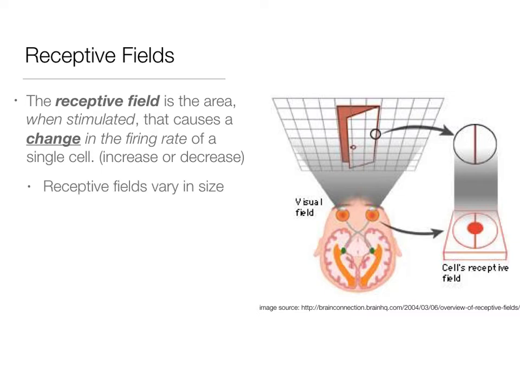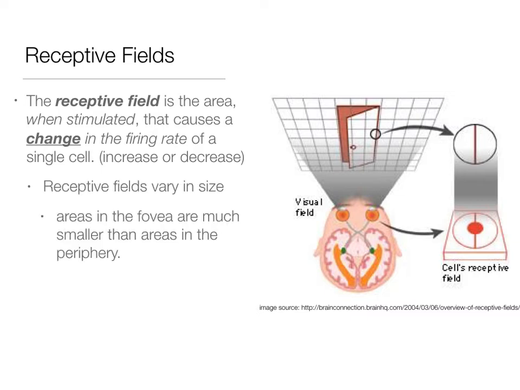Receptive fields really vary in size. Areas in the fovea have much smaller receptive fields than areas in the periphery. That's why you have so much better acuity in your fovea, because, again, that is where you have smaller receptive fields. You have more cells firing than you do in the periphery, okay? We don't have as much convergence in the fovea as we do in the periphery.